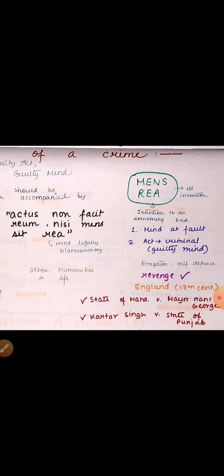Mens rea means intention to do something bad. As I already said, there are two constituent elements of mens rea. There should be a mind at fault, there should be an intention to do something bad, and the act becomes criminal when done with a guilty mind. The two points mean pretty much the same, but you need to write them in a proper sequence.